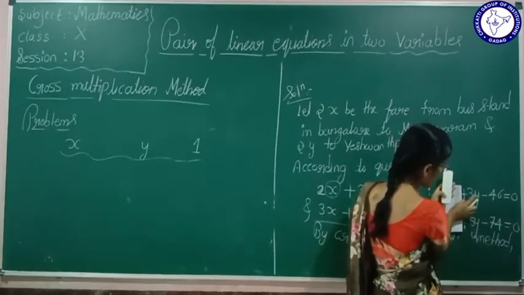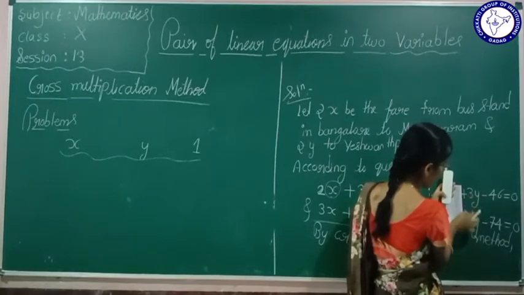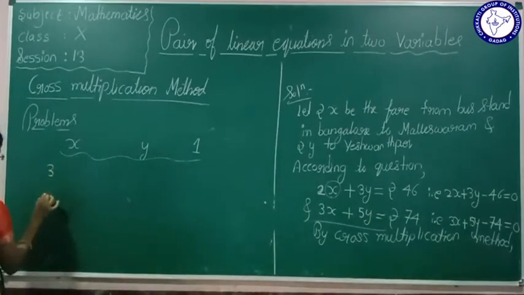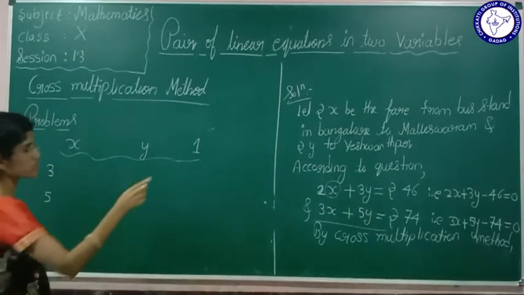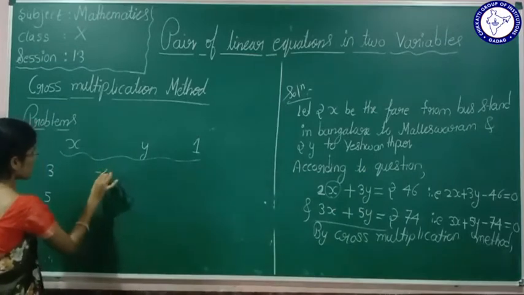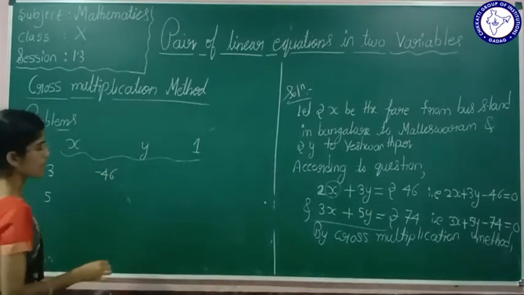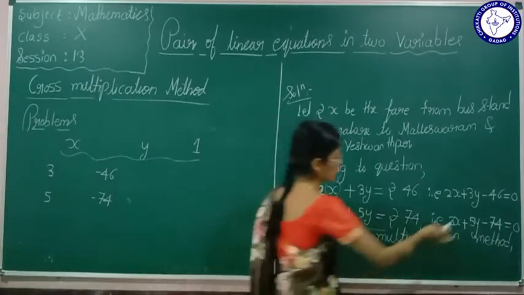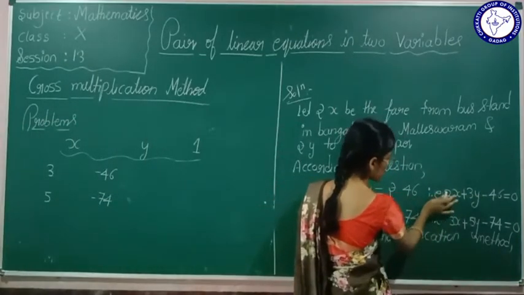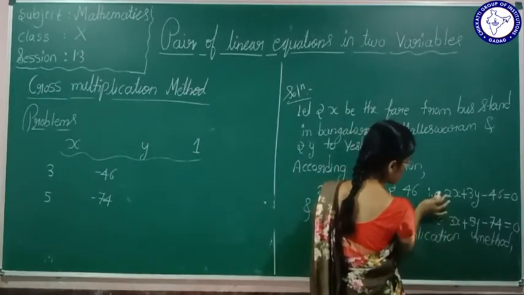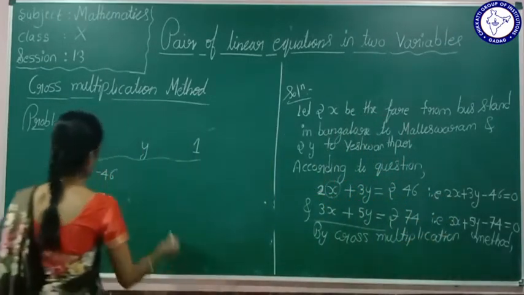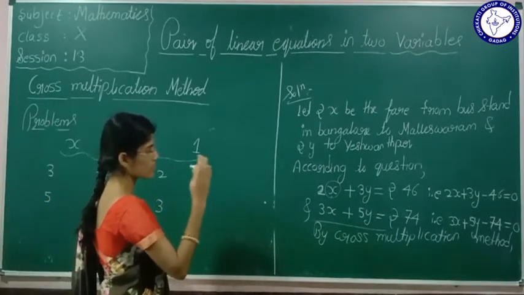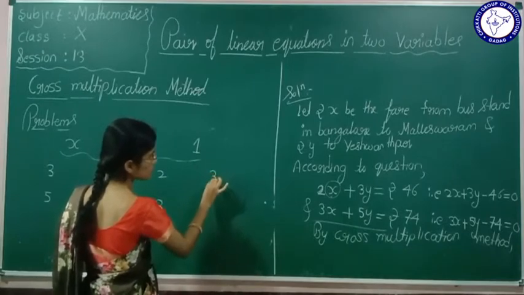Say what are the coefficients of y here? The coefficients of y are 3 and 5. You write here 3, 5. Next, what are the constants, students? It is minus 46, minus 74. Yes. After the constants, again you come to the coefficients of x. What are the coefficients of x here? 2, 3. After 2, 3, again you come to the coefficients of y. What are those? 3, 5.